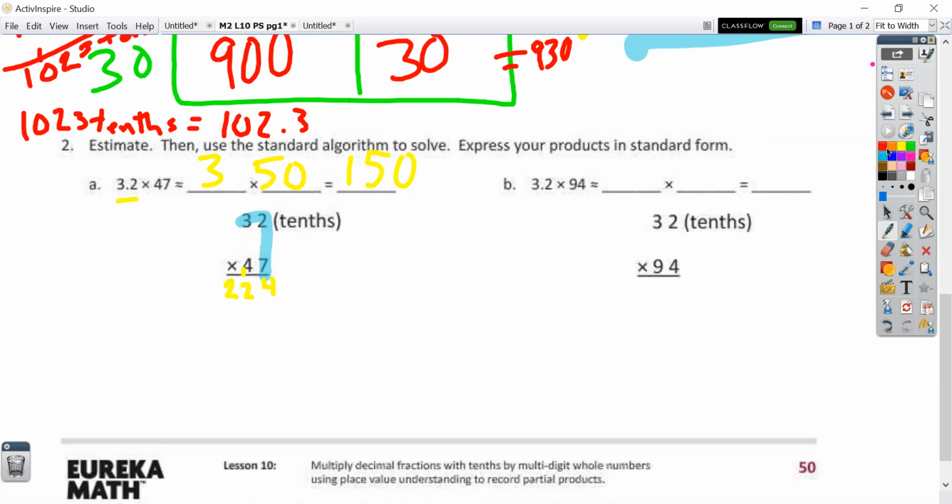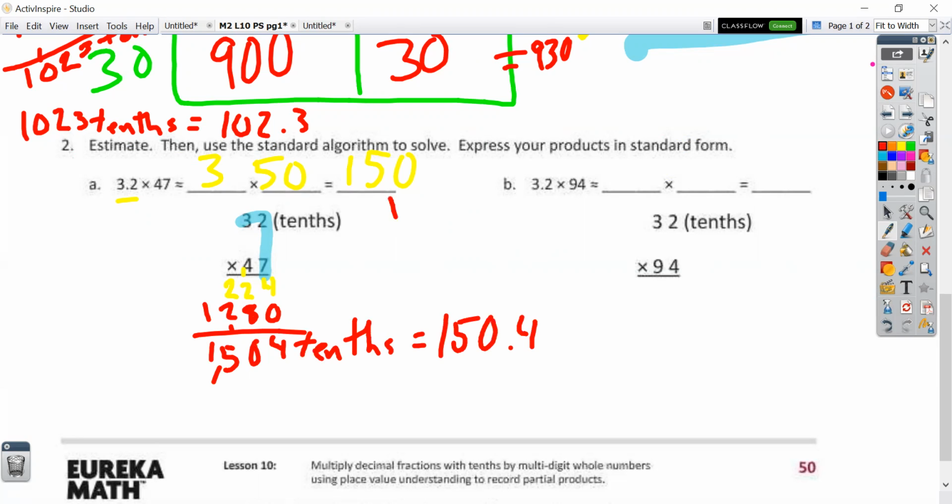And then I'm going to change colors to make it easy for you guys to see. Now I'm working on 4 tens, so I'm going to represent that 4 tens with a 0. 4 times 2 is 8. 4 times 3 is 12. Let's go ahead and add those. 1,504. Remember, we got to bring down that unit. So it's 1,504 tenths, or 150.4, which is really close to our estimate. Nice job.